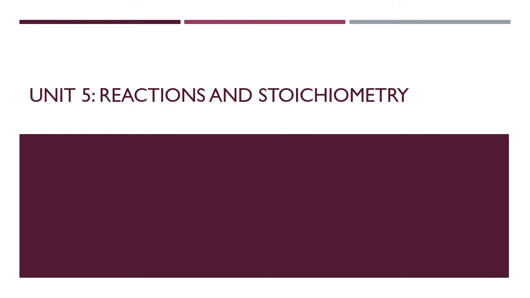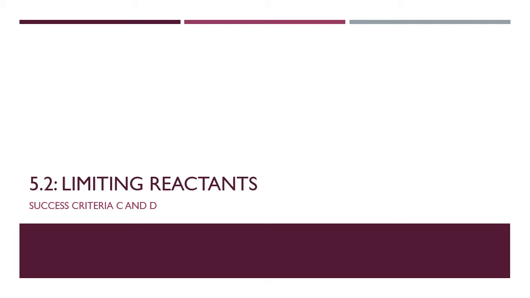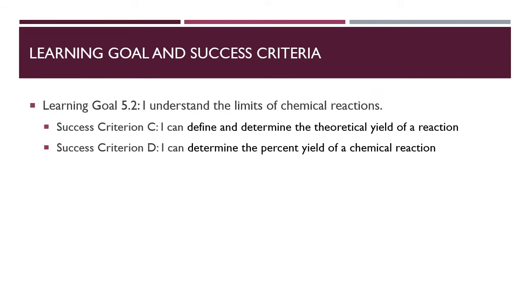As we continue our study in the unit of reactions in stoichiometry, we now turn our attention to the second of two videos on Learning Goal 5.2. This lesson will focus on success criteria C and D. Our 5.2 learning goal: I understand the limits of chemical reactions. The two success criteria that we will focus on here are success criterion C, I can determine and define the theoretical yield of a reaction, and success criterion D, I can determine the percent yield of a chemical reaction.